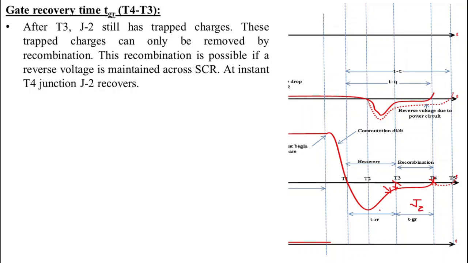So the summary of total turn-off time is that during TRR, junctions J1 and J3 recover, while in time TGR, junction J2 recovers. During TRR from T2 to T3, what happens? During T2 to T3, this reverse recovery current decreases, and due to the decrease in this reverse recovery current, a reverse voltage appears across SCR, and it is dangerous as it may destroy the SCR.